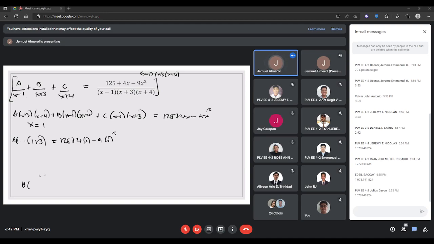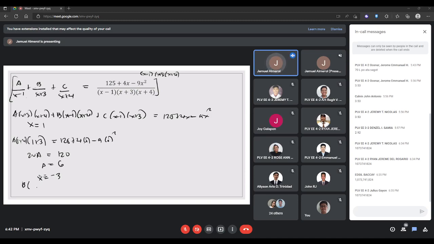1 plus 4, no? So, 5 times 4, 20a is equal to 120. Therefore, a is equal to 6. Tama? Kasi 120 to eh. When x is equal to negative 3 naman. Okay? So, negative 3 siya. Yung a and c, wala muna.